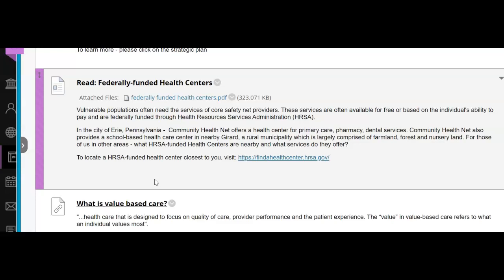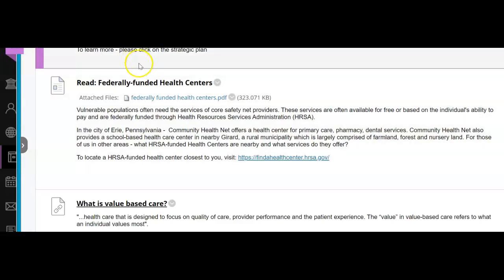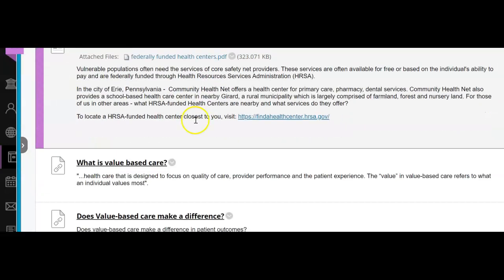So for those of you who reside in other areas, what HRSA-funded health centers are nearby and what services do they offer? I'll give you a hint, you might want to do this. Everybody might, because that will be something that we're looking at in the discussion board. And how do you find that? It's within this article, but you can click on this link.